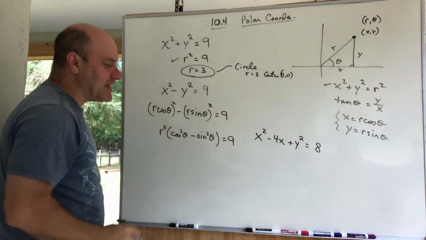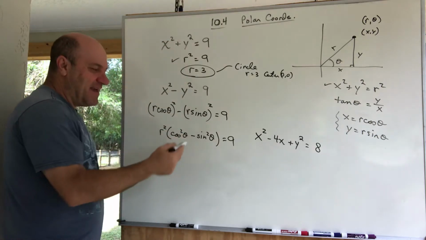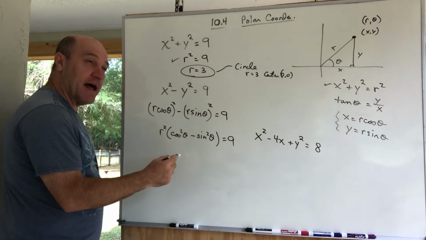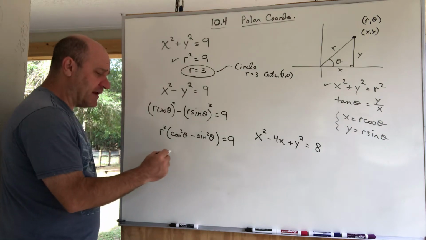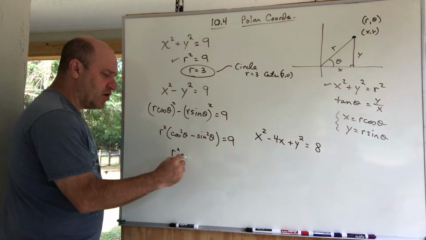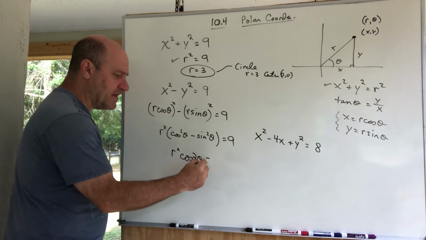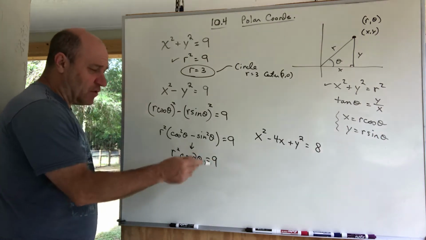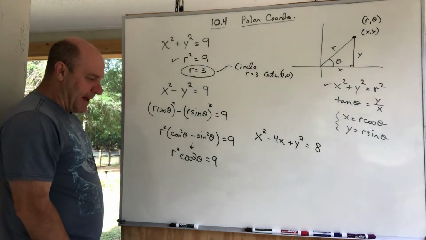But with the minus sign, that's not a 1, but it is another identity. It happens to be this identity, the cosine of a doubled angle, the cosine of 2 theta. So this turns into r squared cosine 2 theta equals 9. So that's cool. That helps simplify it.